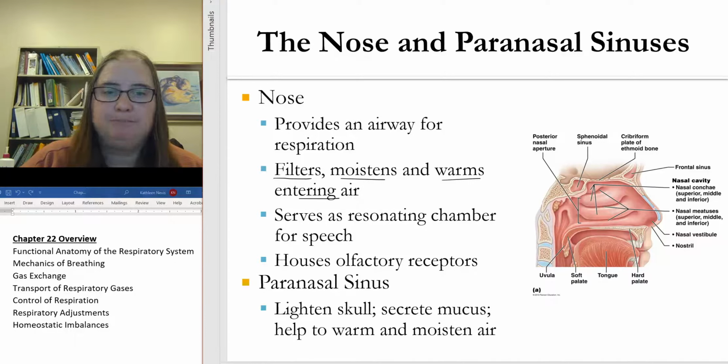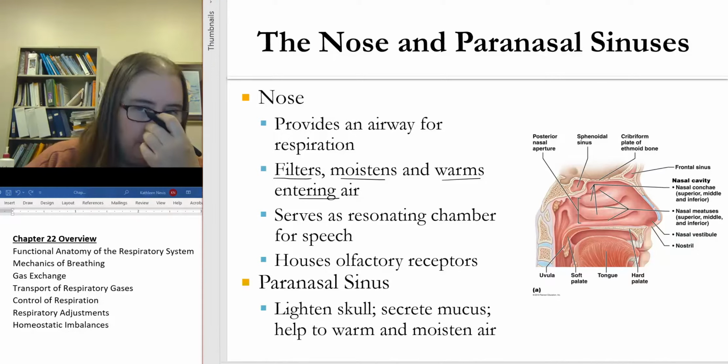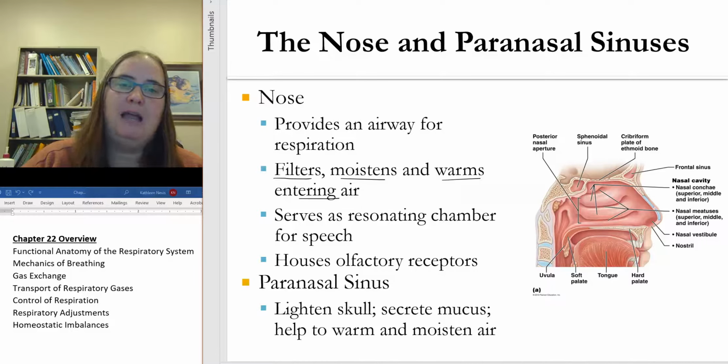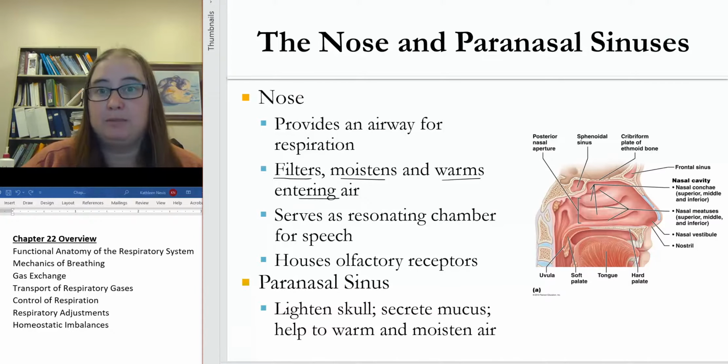It serves as a resonating chamber for speech. You can plug your nose and it sounds very different, so this tells us that this is a resonating chamber for speech. It's also going to house our olfactory receptors, our receptors for smell. So it has a whole bunch of functions besides its role in the respiratory system proper, in terms of what we think about, which is getting air into our lungs.